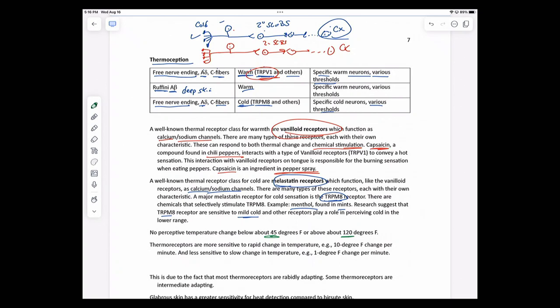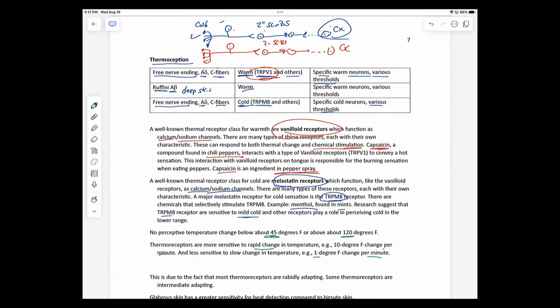Another kind of interesting thing is that thermoreceptors are more sensitive to rapid change in temperature as opposed to gradual change in temperature. So again, if I were to ask you to grab a metal bar, and if I had control of the temperature on the metal bar, and you're grabbing it, and then I'm raising the temperature or lowering the temperature, say 10 degrees every minute, you're going to be pretty good at detecting that change in temperature. But if I were to alter the temperature of the bar, say 1 degree per minute, you're going to be far less sensitive to the change in the temperature.